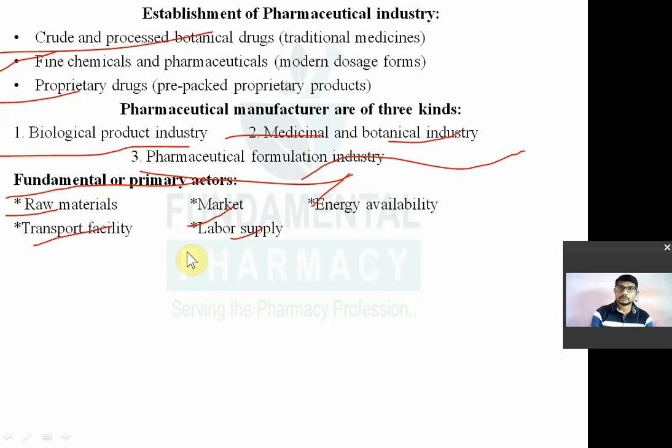For example, if you want to establish a herbal drug company, then you must take raw material into consideration. You have to choose a location where there is availability of raw material. That raw material is a fundamental or primary factor. Again, market. Okay, market is again a fundamental factor.